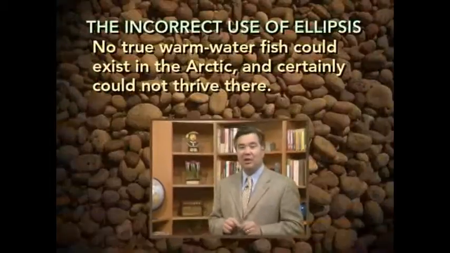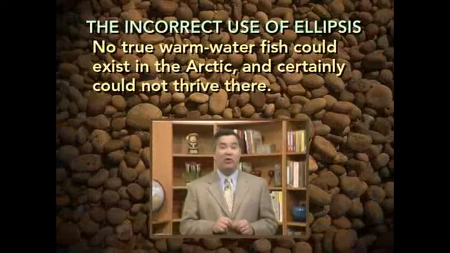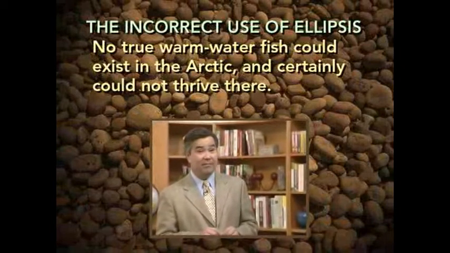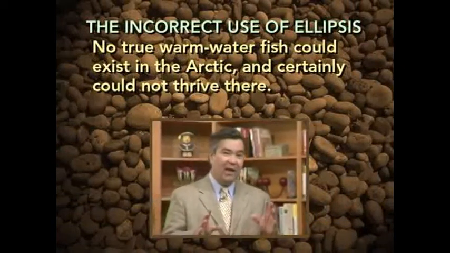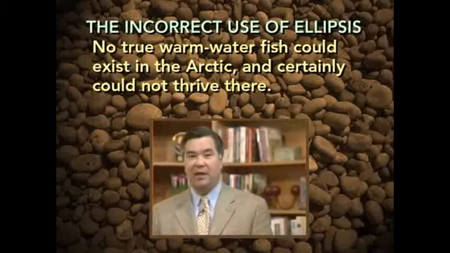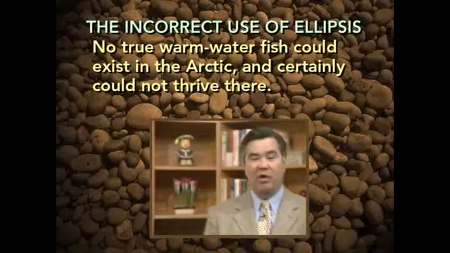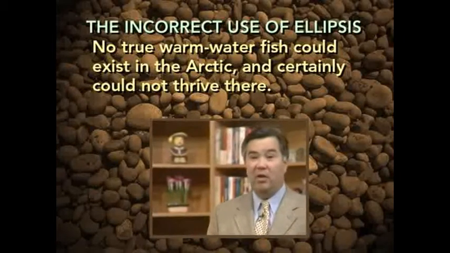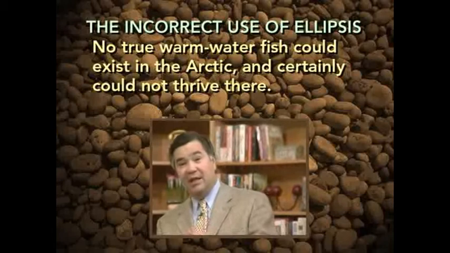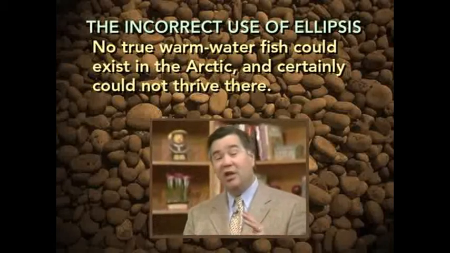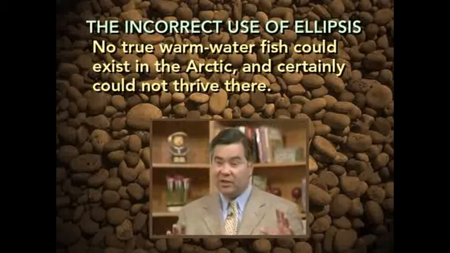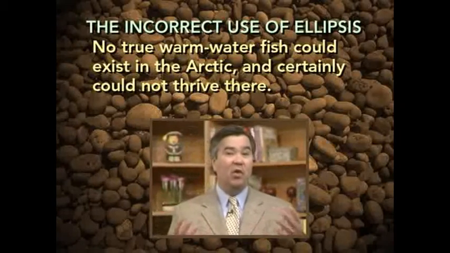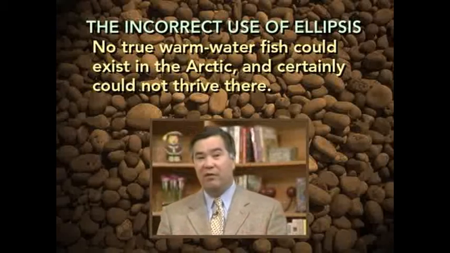Here's another example. No true warm water fish could exist in the Arctic, and certainly could not thrive there. Okay, again, two parallel ideas are being described. No true warm water fish could exist in the Arctic, which makes sense because the waters in the Arctic would be cold. And then in our second idea, warm water fish certainly could not thrive there. Okay, so far so good, but the author has tried to use ellipsis in the second clause in order to avoid repeating the words warm water fish.